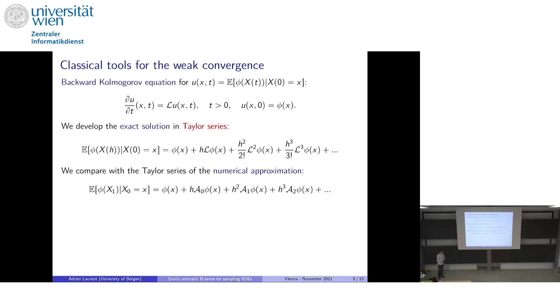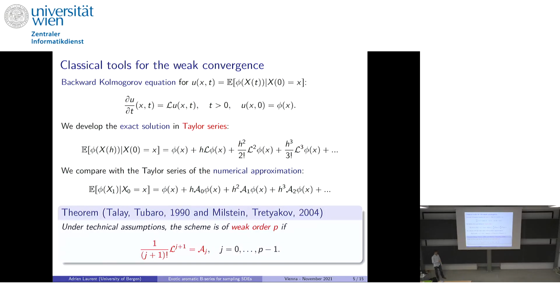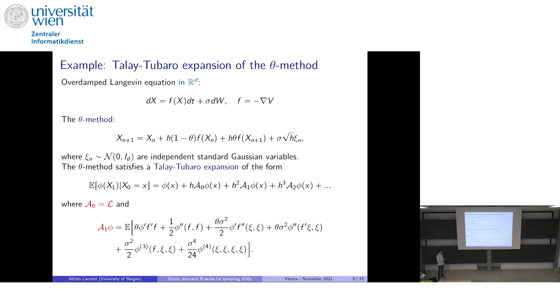All right. So this is called the Talay-Tubaro expansion in numerical analysis. And if the operators are the same up to order p, we have weak order p. Again, this is not the error that we will talk about, but I need to introduce all of this. Now let's take an example.